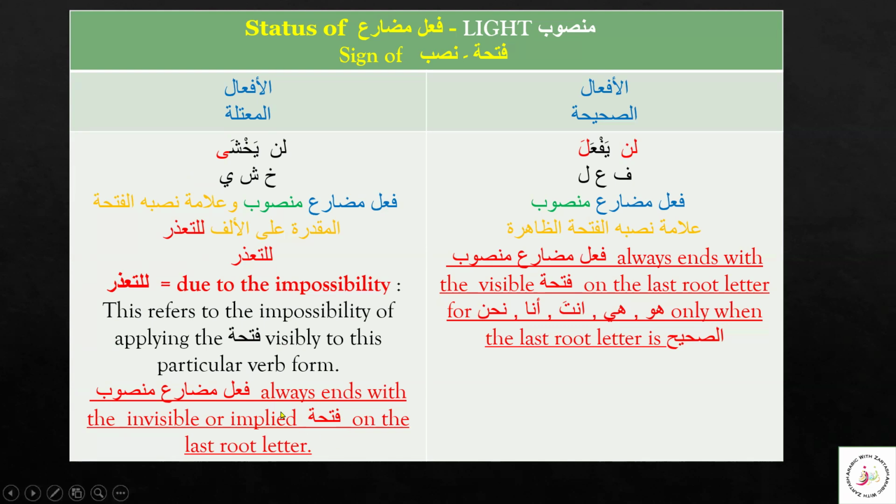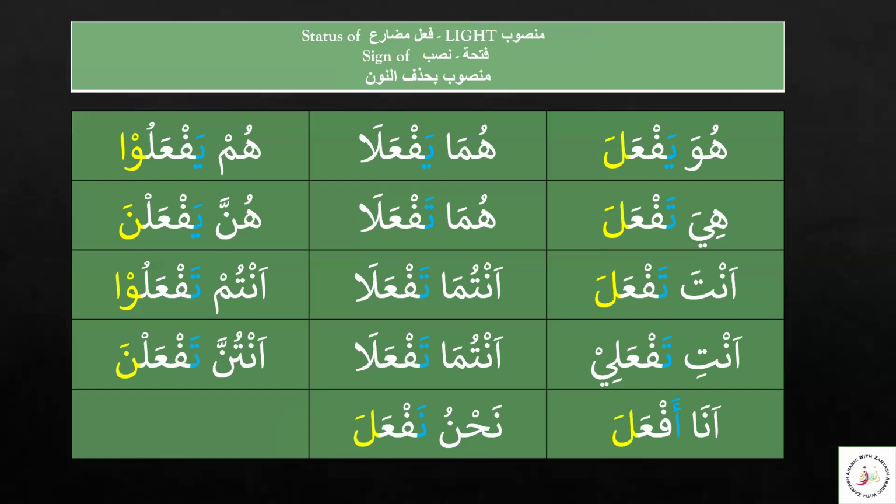So invisible or implied, we know that that is muqaddara. The English term for muqaddara is invisible or implied. So we will write the i'rab as an invisible or implied fatha when we have afal mu'talla. The reason is due to the impossibility of applying the fatha. This is a chart for fi'l mudari mansoob. As mentioned, huwa, hiya, anta, ana, and nahnu will have a fatha.